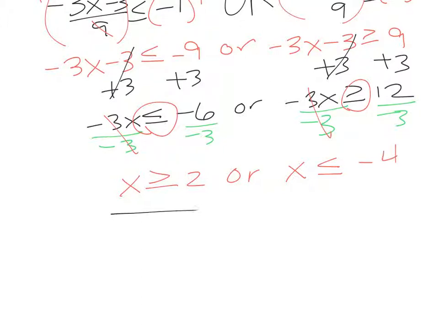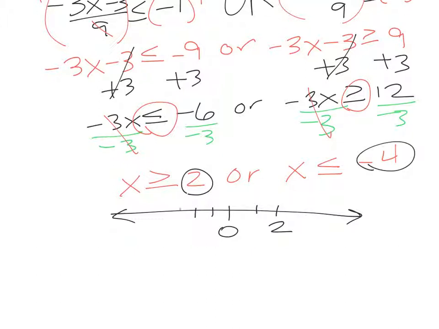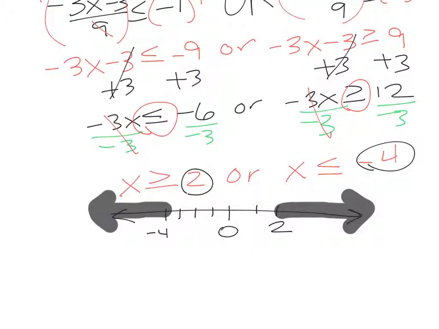Now, graph this on the number line. 0 goes in the middle. Positive 2 should go on the right of 0. Negative 4 should go on the left of 0. And in this problem, we want x to be greater than 2. We want x to be smaller than negative 4. Because they have the equal to sign, we are going to use brackets here.